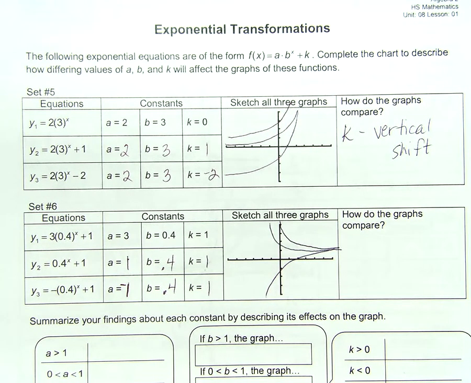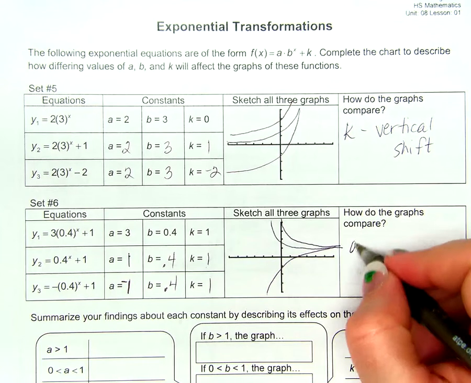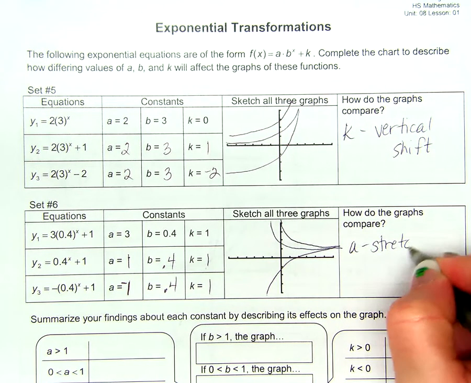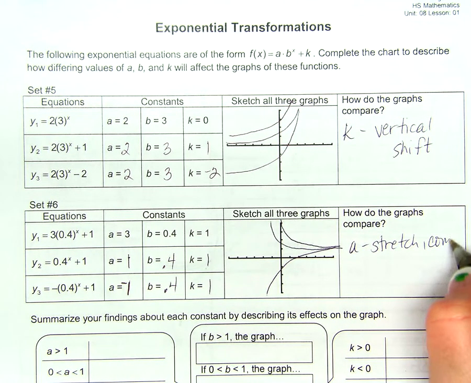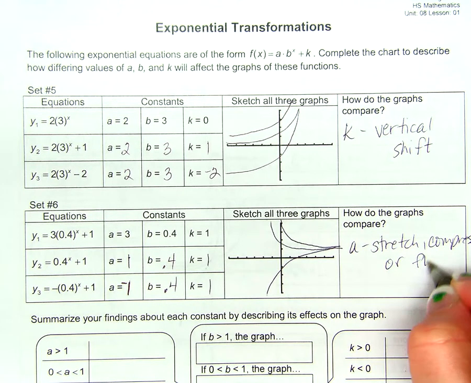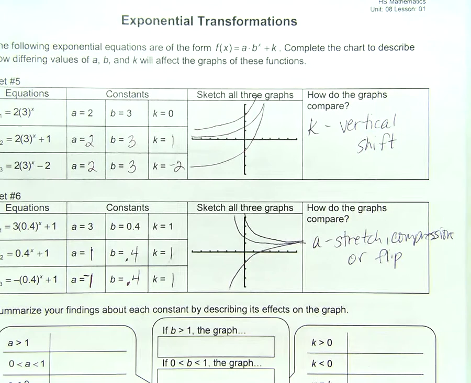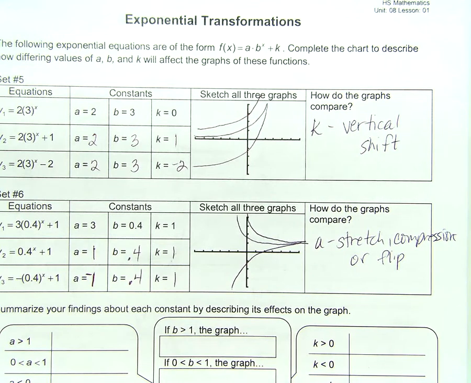What was the same in this one? The K's and the B's, right? So what changed? The A. So what does A cause? So A causes a stretch, compression, or flip, says Jacob. Do you agree with him? Remember, I'm just writing your words. We can always fix it later. Is he right, though?